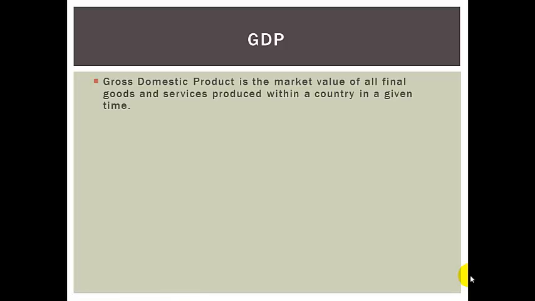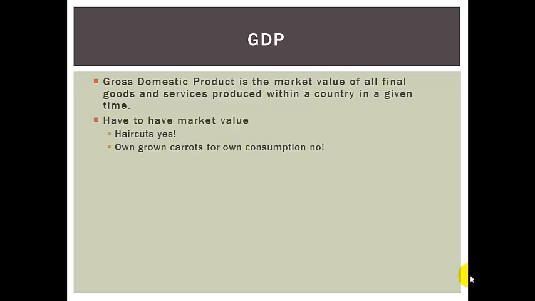Let's talk more about our gross domestic product. The definition of it is that it's the market value of all final goods and services produced within a country in a given time. So as we said before, the GDP is the total output of our economy. More specifically, we say it's the market value of all final goods and services produced within a country in a given time period. So let's talk more about this definition. Let's explain what it means.